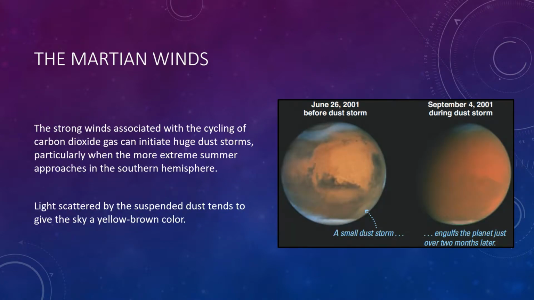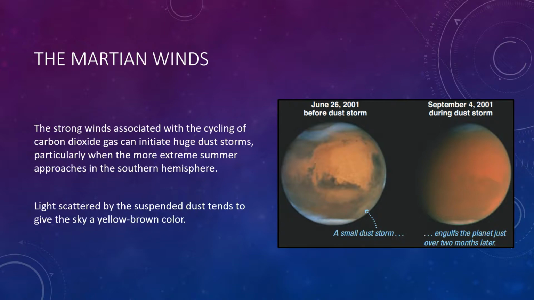The strong winds associated with the cycling of carbon dioxide gas can initiate huge dust storms, particularly when the more extreme summer approaches in the southern hemisphere. At times, the Martian surface becomes almost completely obscured by airborne dust, which you can kind of see on the right in this image. As the dust settles out, it can change the surface appearance over vast areas, for example, by covering dark regions with brighter dust. Such changes fooled astronomers of the past into thinking that they were seeing seasonal changes in vegetation.